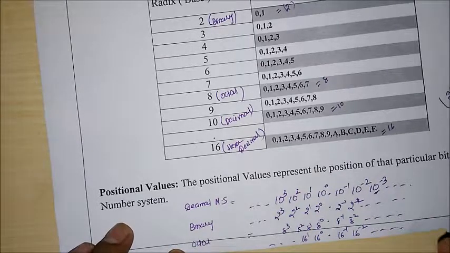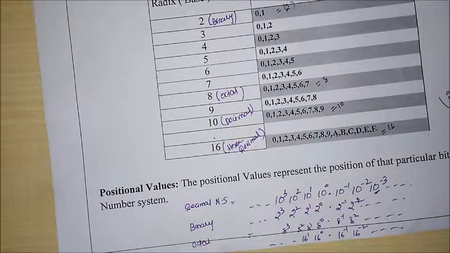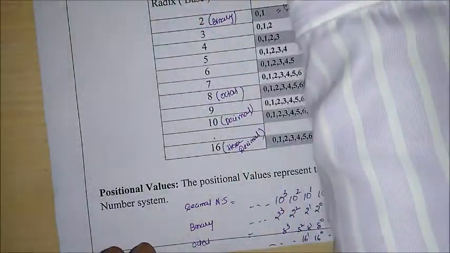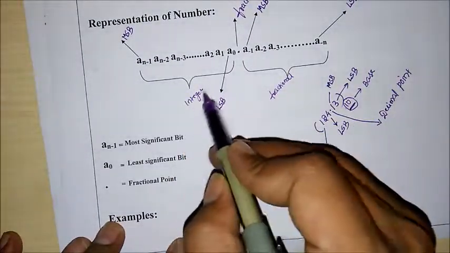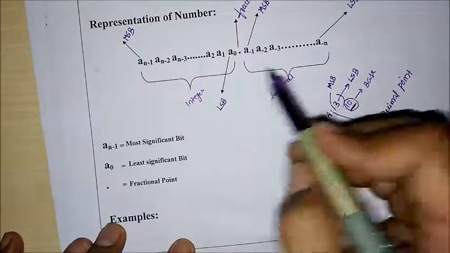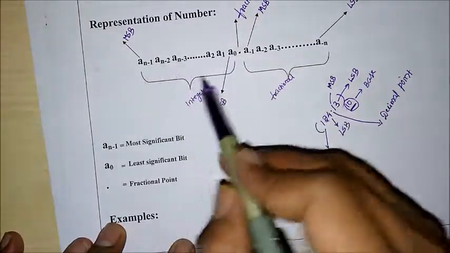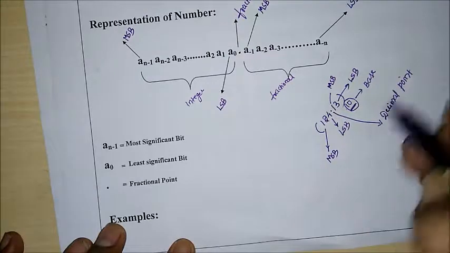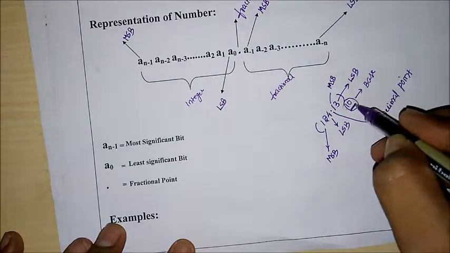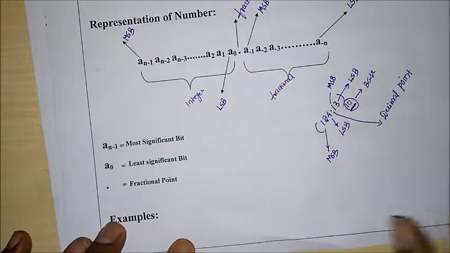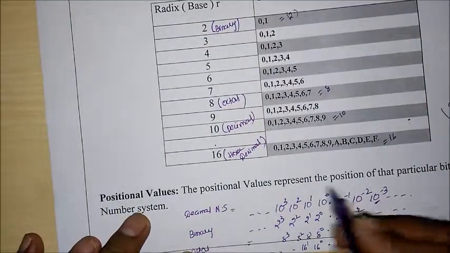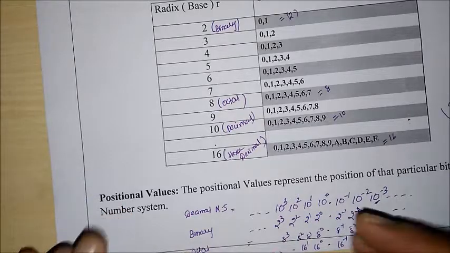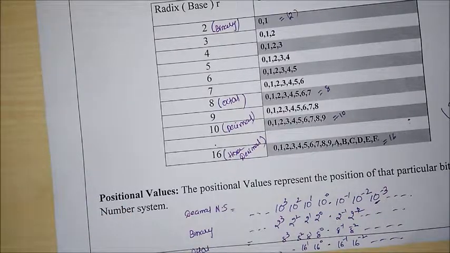This is how we can know the minimum basics about a number. A number is always represented with two parts: one is the integer part, the other is the fractional part. It has an LSB and MSB for the integer and fractional parts. It is always represented with a base. I have given the example of the decimal number system. The positional values are nothing but the powers or the weight of that particular position.